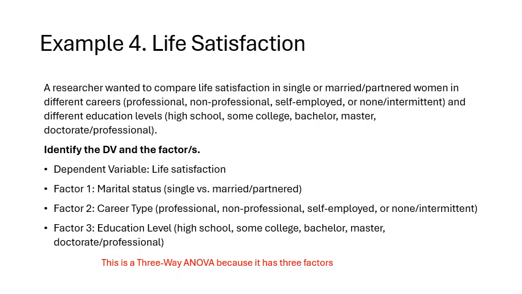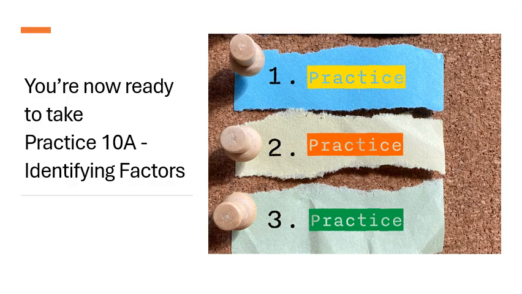When you continue on to take the little quiz, don't confuse the factors, which are the names of the variables, like marital status, career type, and education level, with the levels or conditions within the factor. Those are distinct, and when you name a factor, you're just naming the variable. That should help prepare you to take the first practice quiz 10A, identifying factors.